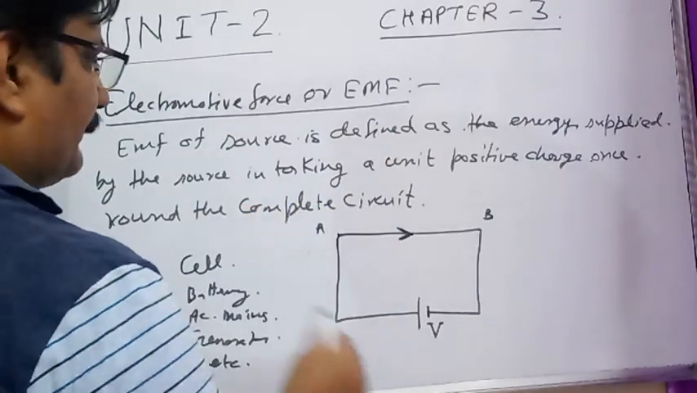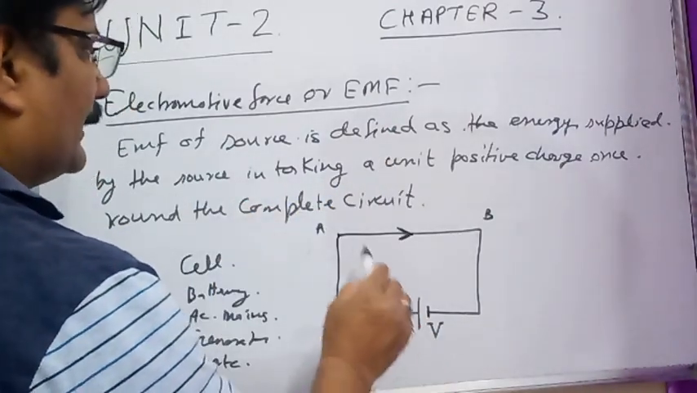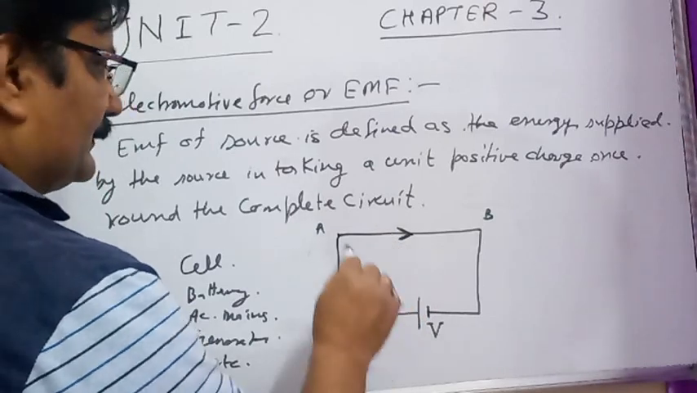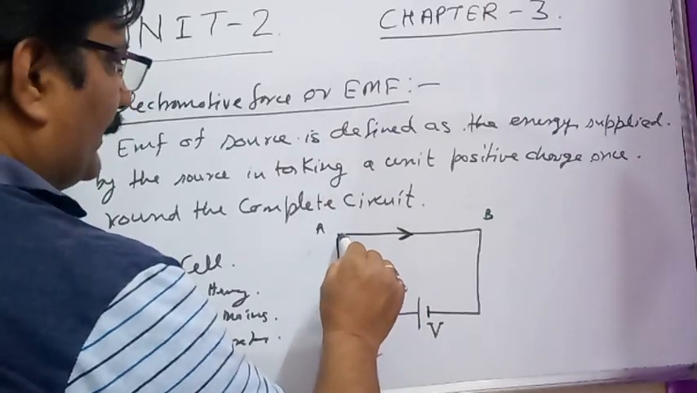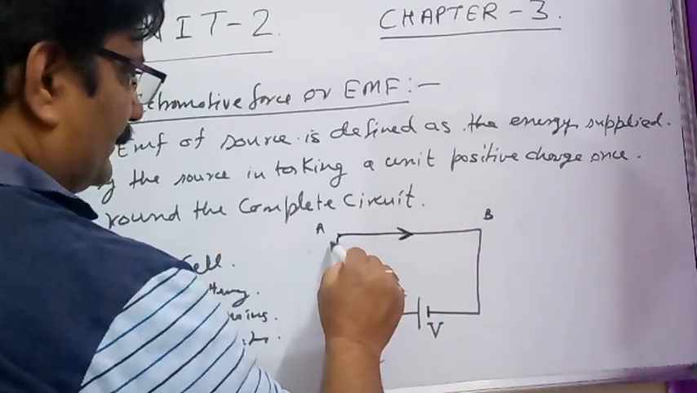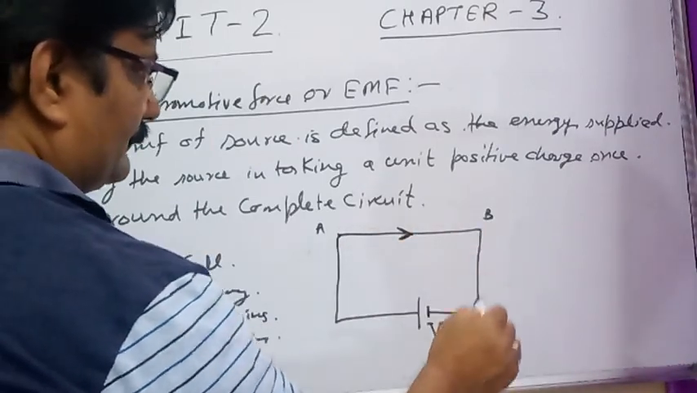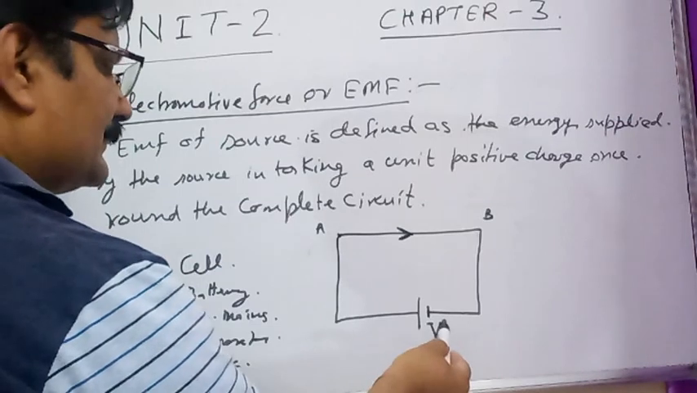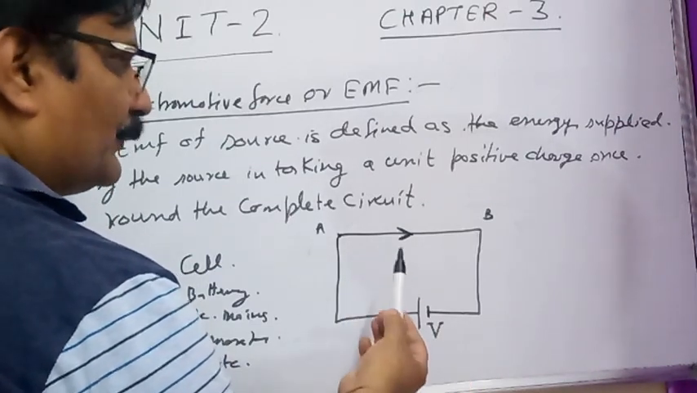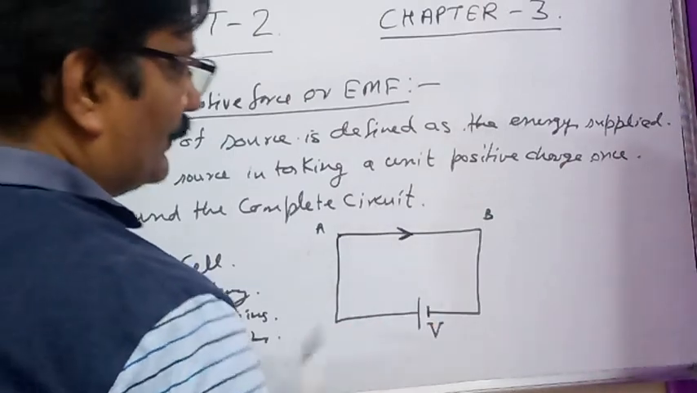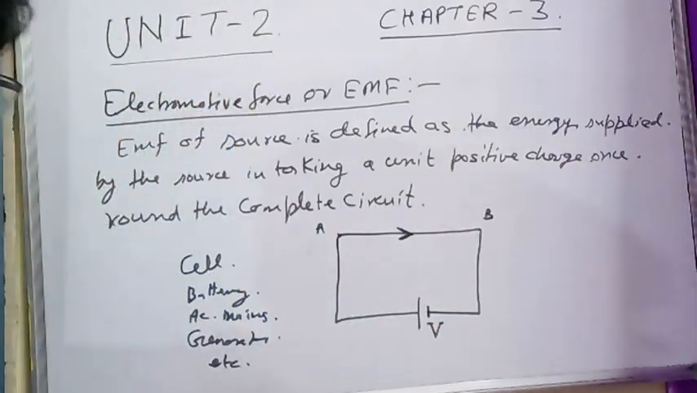the energy supplied by the source in taking a unit positive charge from one point of the circuit to the other. Suppose the circuit completes between these 2 points. So what is the amount of work being done by this source to move unit positive charge from one point of the circuit to the other? That is called EMF of the source.